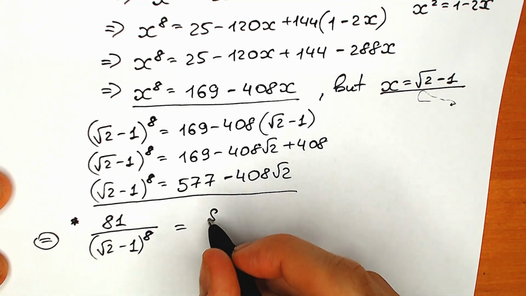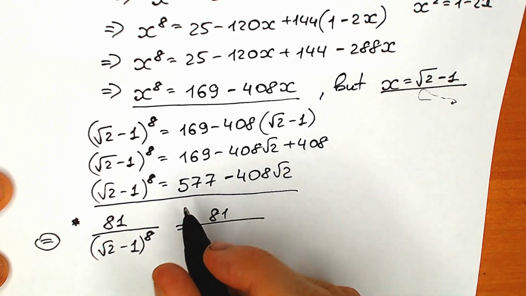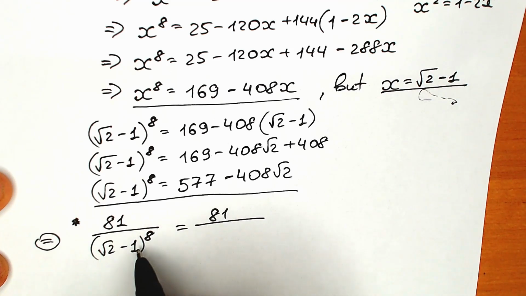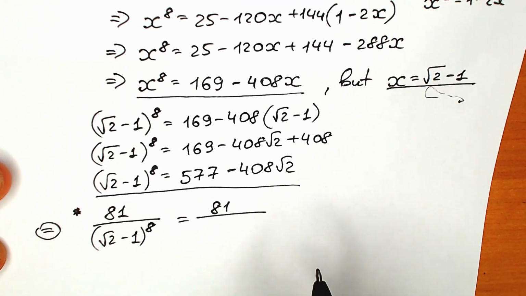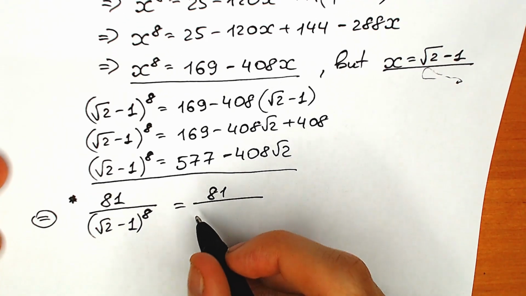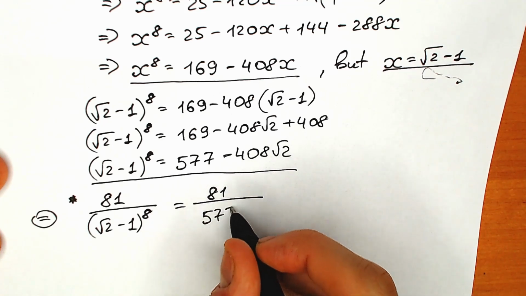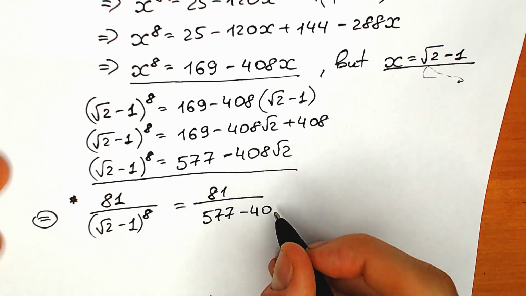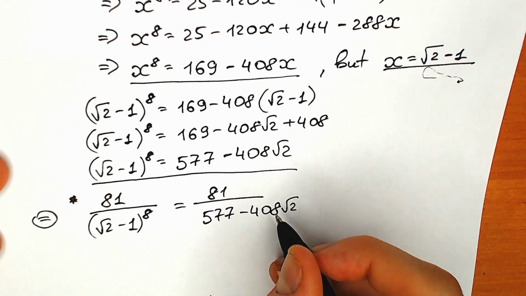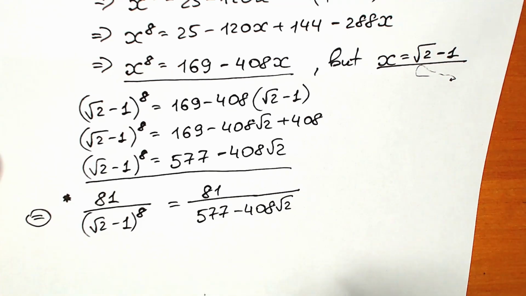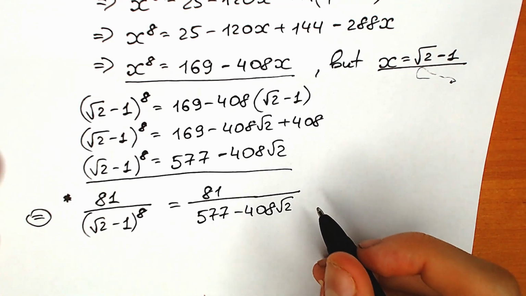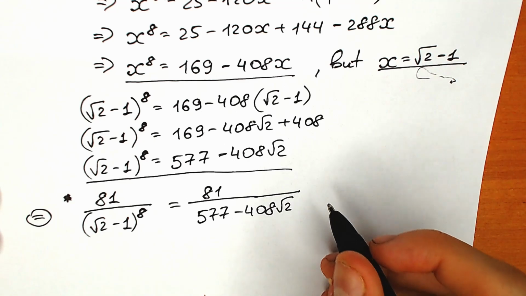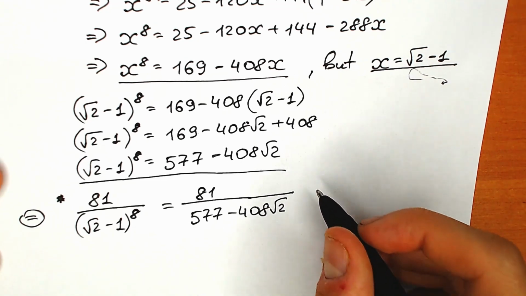So as a result, we have 81 divided by this expression, square root of 2 minus 1 to the power 8. We found it, so we can easily plug it in right here at this spot. So 577 minus 408 square root of 2. This is our expression. Right now we can easily simplify this a little bit, so we can multiply by the conjugate.